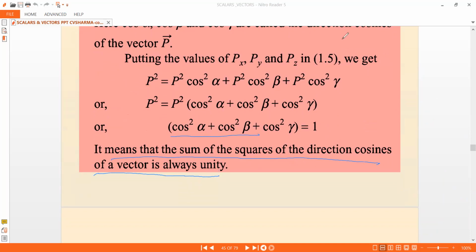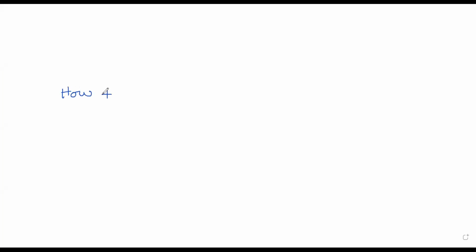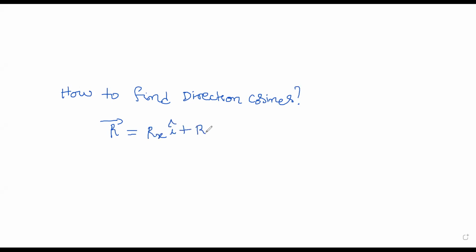Now this is the crux. And how do you find the direction cosines? This is the one task I will tell you. So here we go. It's very simple. How to find the direction cosines? Let us say R bar is the vector. R bar is nothing but Rx i cap plus Ry j cap plus Rz k cap.